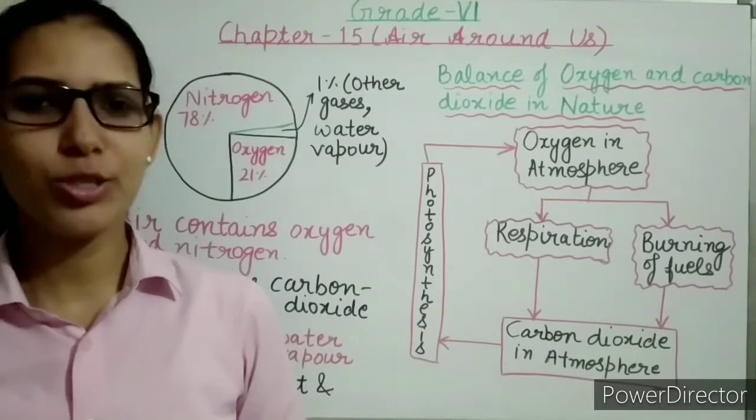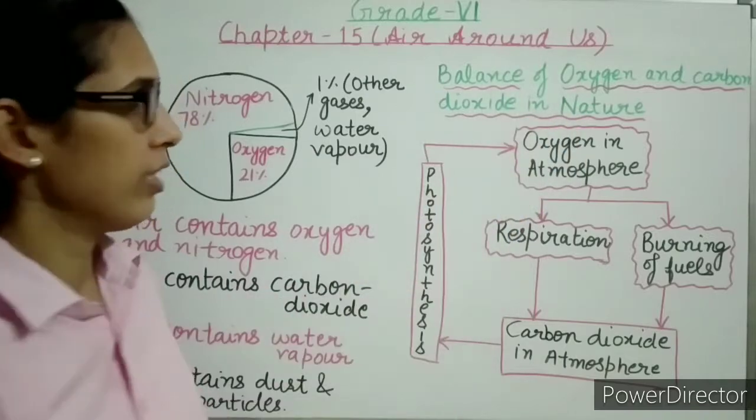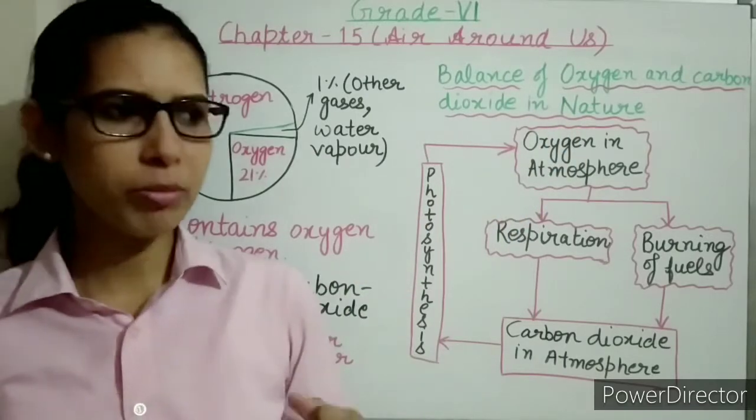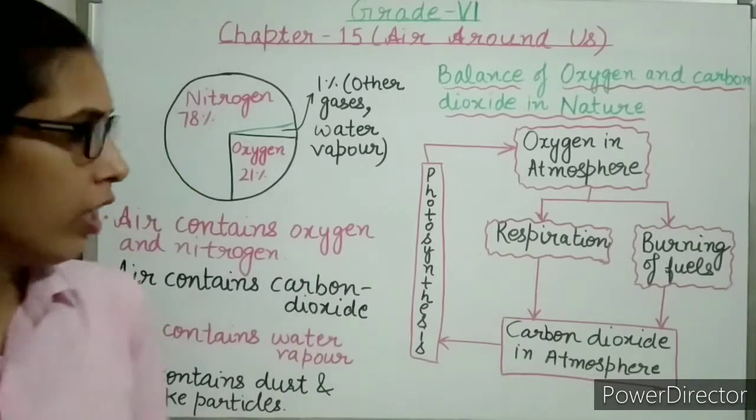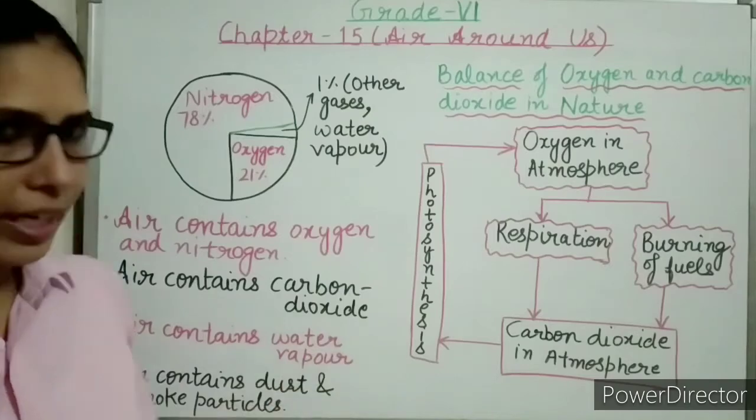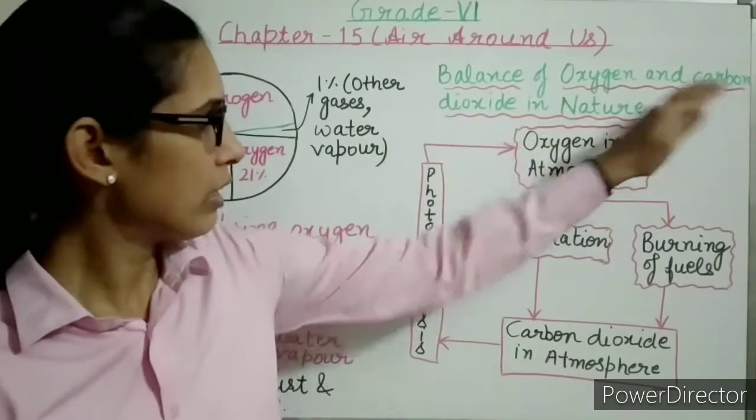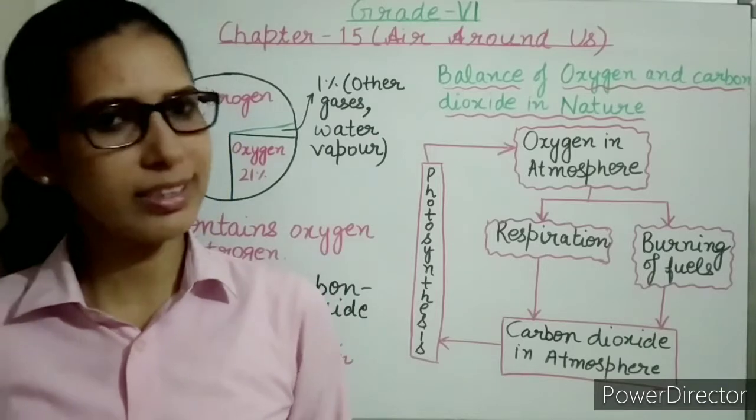Good morning, dear students. Today we will study chapter 15, Air Around Us. In this chapter, we will study about composition of air, how air is useful for us. We will see that air is a mixture of gases. We will study about these gases in detail, how the balance of oxygen and carbon dioxide is maintained in nature. We will study all these things in detail.